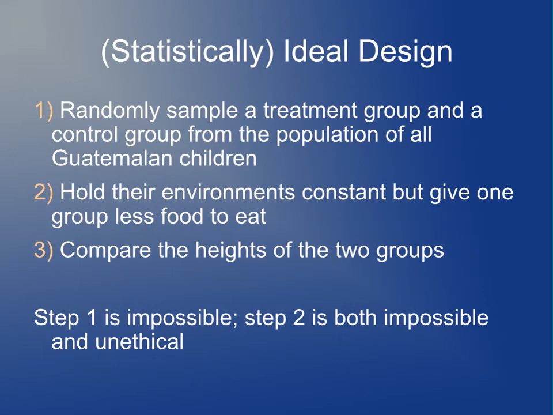And the statistically ideal design would be to randomly sample a treatment group and a control group from the population of everyone in Guatemala. You hold their environments constant and give one group enough to eat, and you don't give the other group enough to eat, and then you compare the heights of the two groups. Well, hopefully you can see immediately there are several problems here. Step 1, sampling from all Guatemalan children, is essentially impossible. Step 2, holding environments constant and giving one group less food to eat, is not only impossible, it's highly unethical. So even though that would be the perfect design statistically, in the real world you can't do it that way.